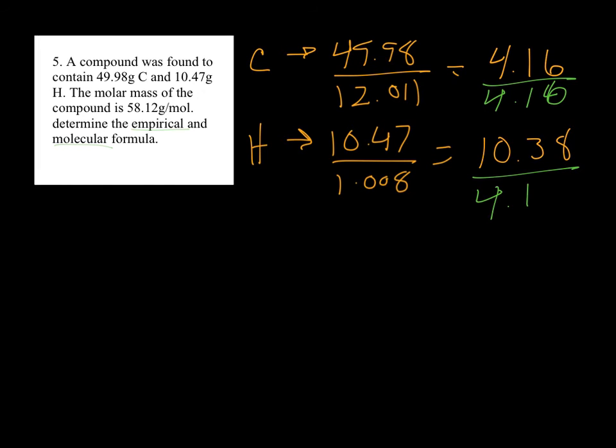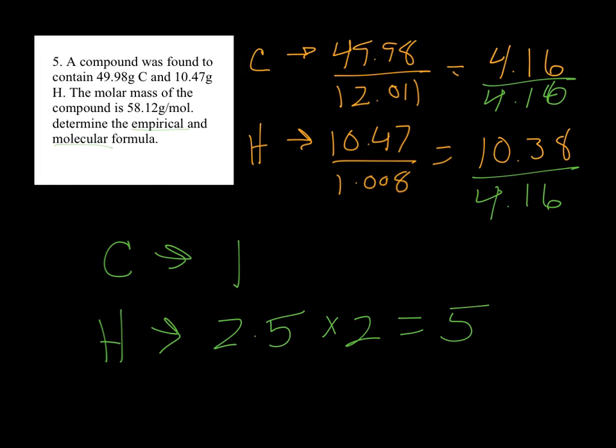Divide both of them by 4.16 to give us an answer for carbon of 1, and hydrogen gets a value of 2.5. Now these are not whole numbers, so 2.5, 0.5 means I'm going to multiply by 2, giving me 5, which means I multiply this one by 2, giving me 2. So now my empirical formula is C2H5.